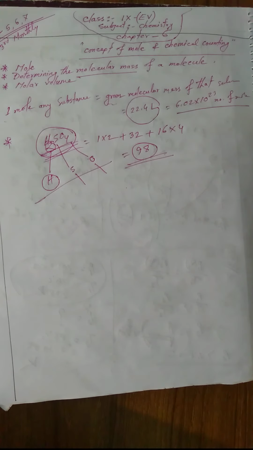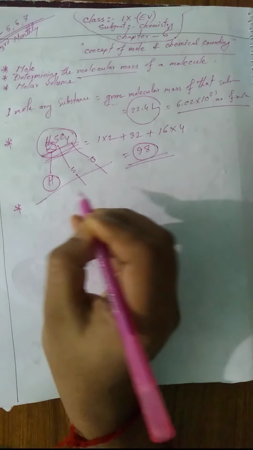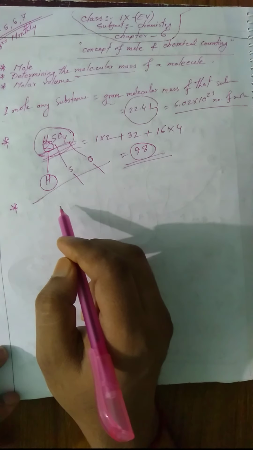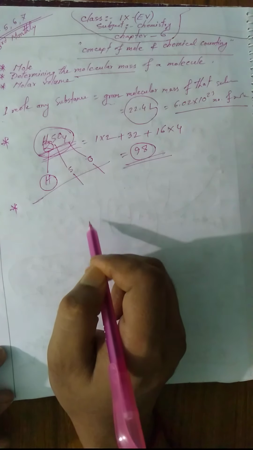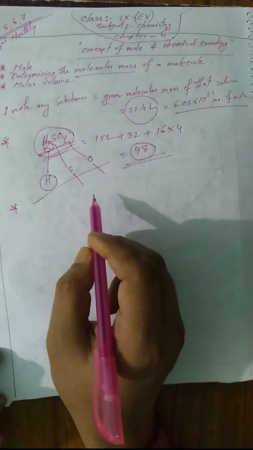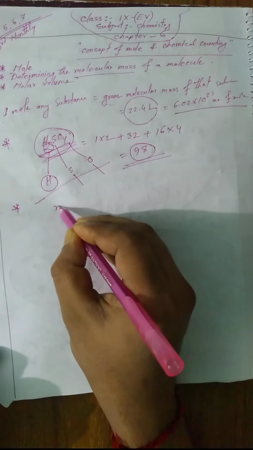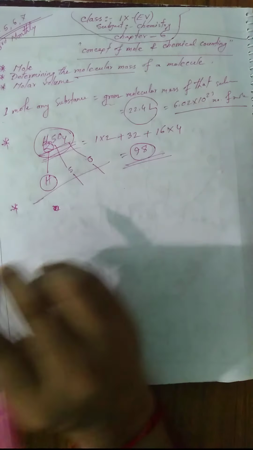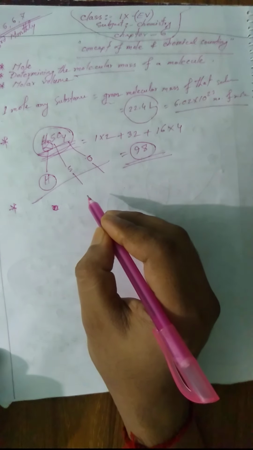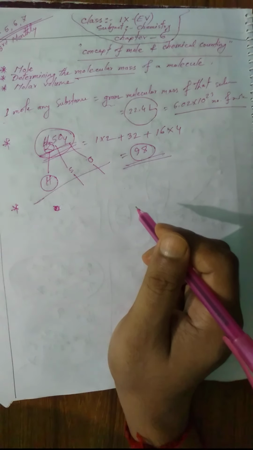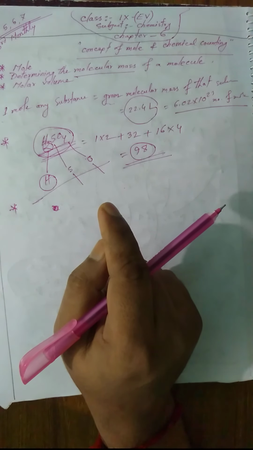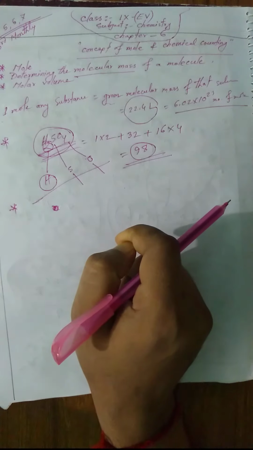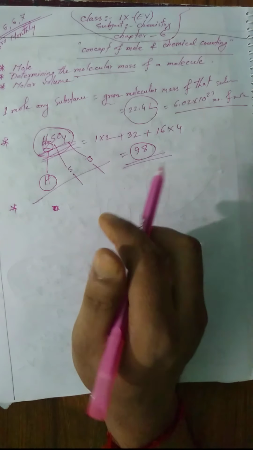Next, molar volume. The volume which is occupied by 1 mole of a chemical substance is known as molar volume.